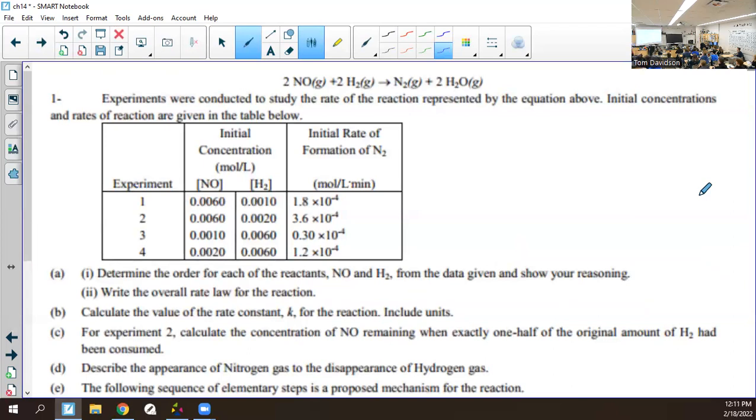There is a test question exactly like this on the test. Is this one where you put in the table? No, it's not.